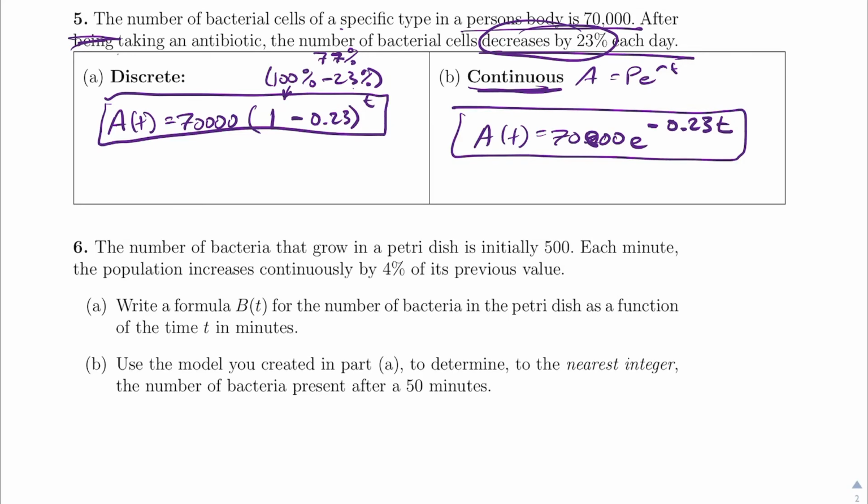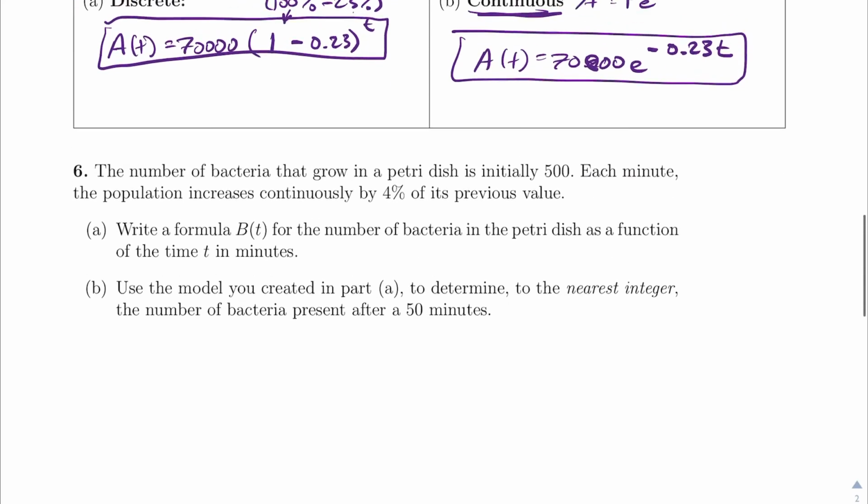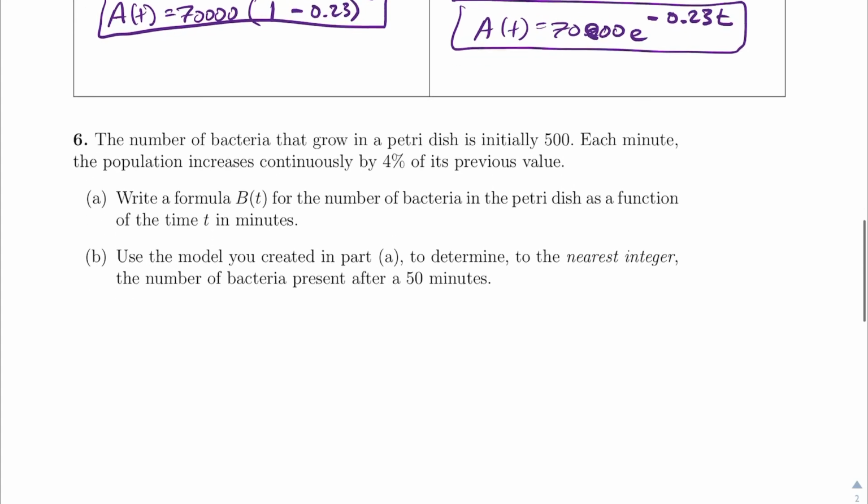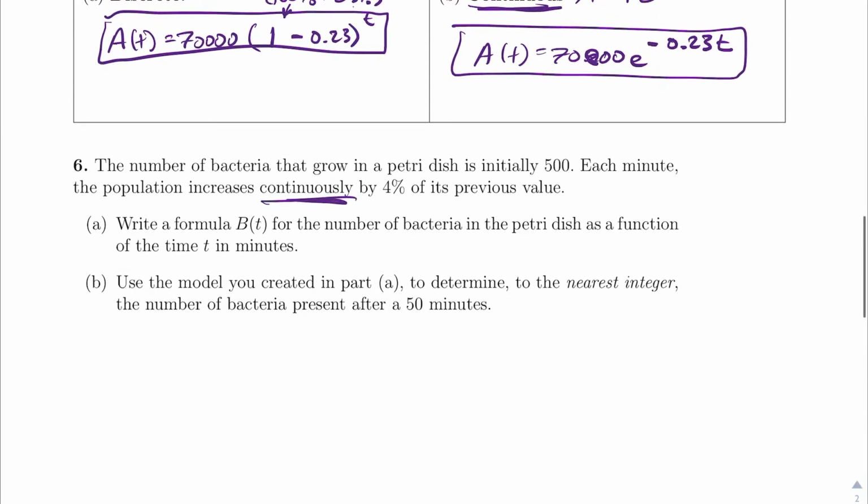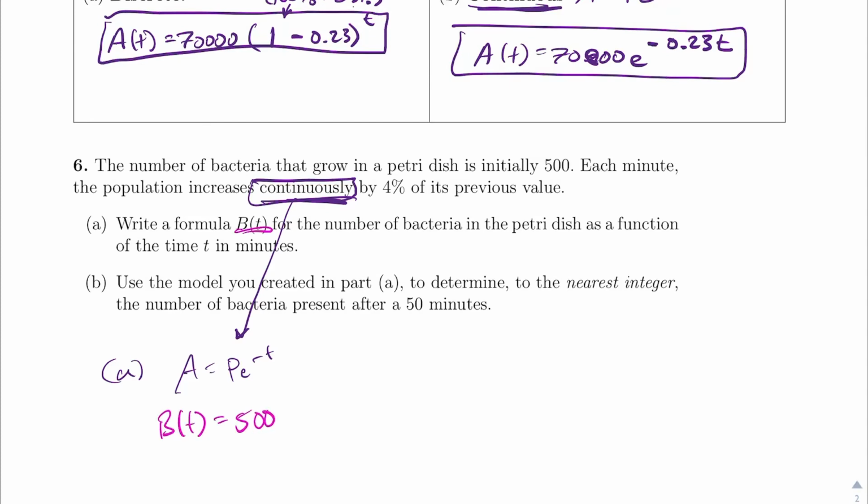For 6, the number of bacteria that grow in a petri dish is initially 500. Each minute, the population increases continuously by 4% of its previous value. So because this has the word continuously, we know that our formula will have to be A equals P e to the rt. This time, the variables are a little different. It's B of t for bacteria as a function of time is equal to P, 500, times e to the r. And it's growing, so it's positive. But notice that we don't include the 100% for this r value. And then t is t, the time.